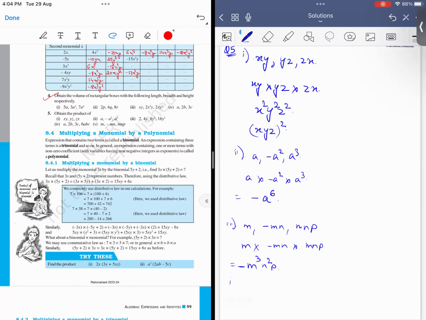Suppose the fourth one, if you take, I'm doing here only the fourth one, a into 2b into 3c into 6abc. So first multiply the constant factors. 2 into 3, 6, and 6 into 6 is 36. Now the variables, a into a square, b into b square, and c into c is c square. So the result is 36a square b square c square. Likewise, we can do.